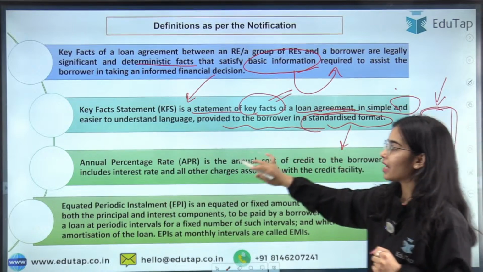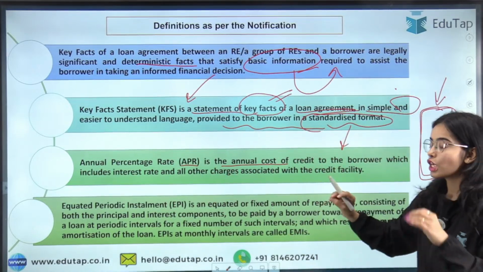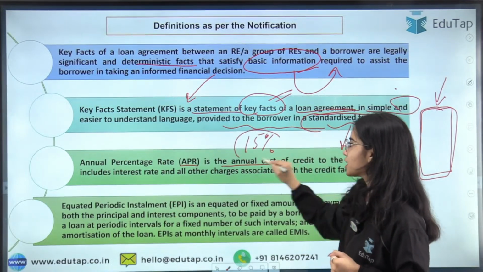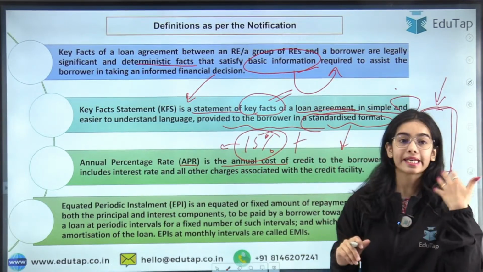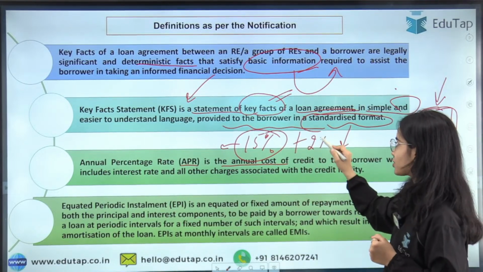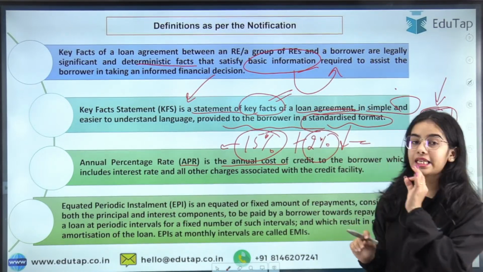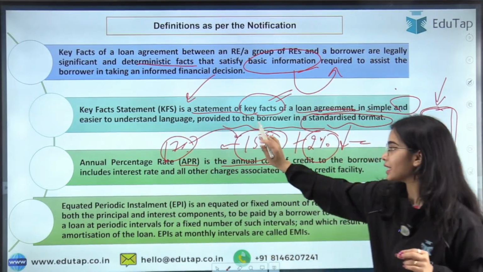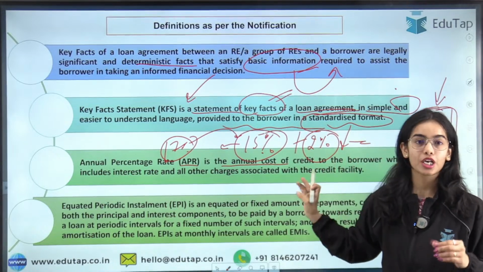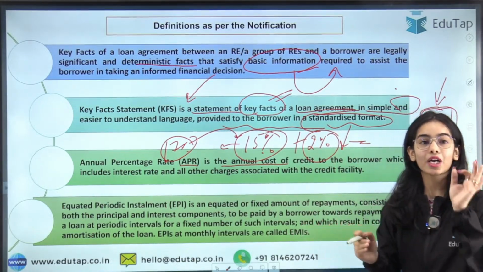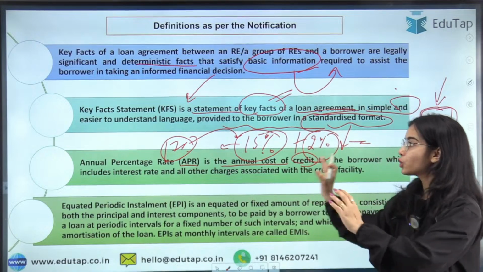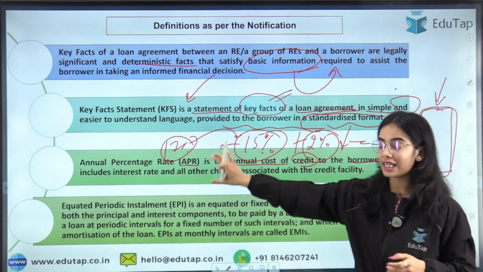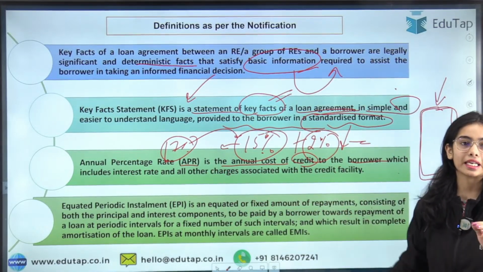Annual percentage rate is the annual cost. So annual percentage rate is the rate. Let's say your interest rate is 15% on the loan, but the extra charges taken from you are 2% extra. So the annual percentage rate will be 17%. So it includes the interest rate as well as all the other charges. The annual percentage rate is the annual cost of credit. It is the total cost of borrowing, including the interest rate as well as the other charges that are taken from the borrower.